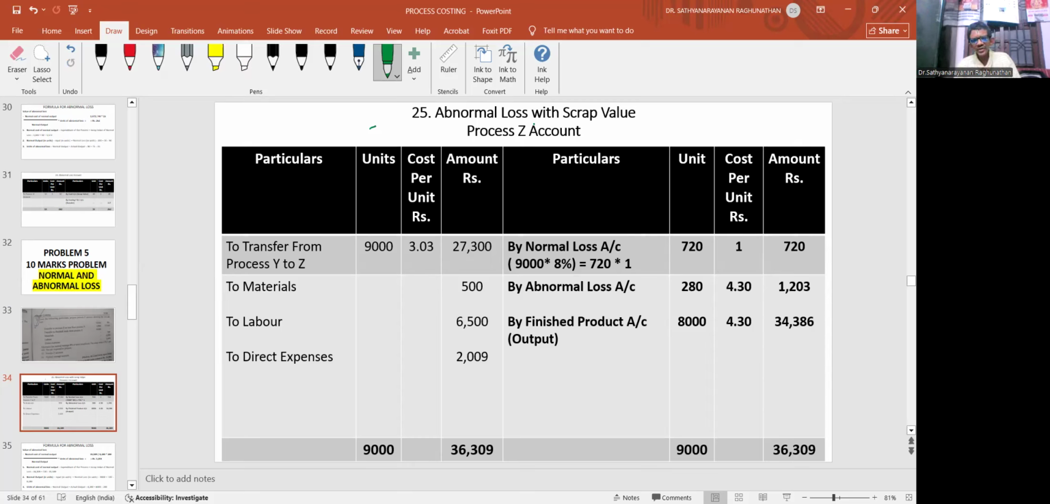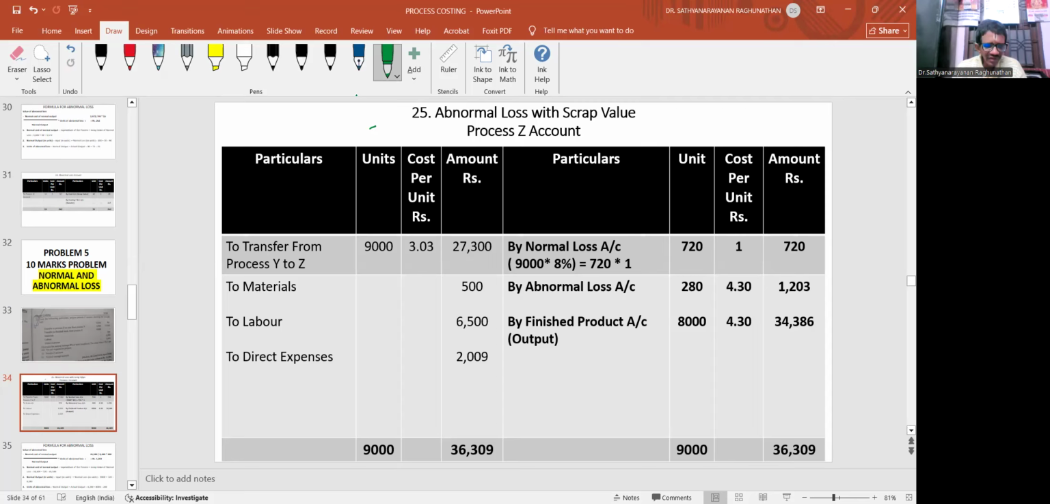Abnormal loss with scrap value. So in this problem, both normal loss and abnormal loss will be coming. What is the difference here is you are going to open two accounts. In previous problems, we have opened only one account, process one account or two account or X account or Y account or Z account, whatever it may be. Here we are going to open the abnormal loss account also. Abnormal wastage means abnormal loss. For each account, 5 marks; 5 plus 5, 10. Like that, the scheme of marking will be there.